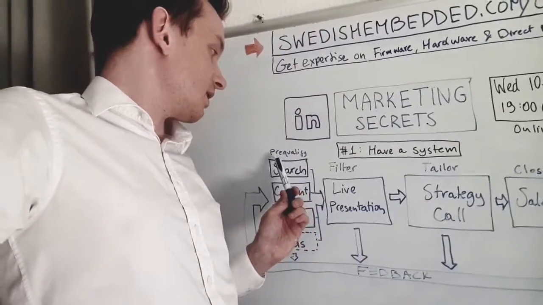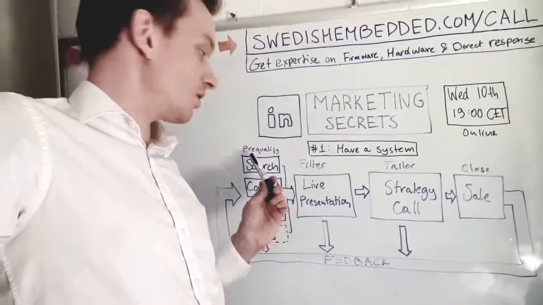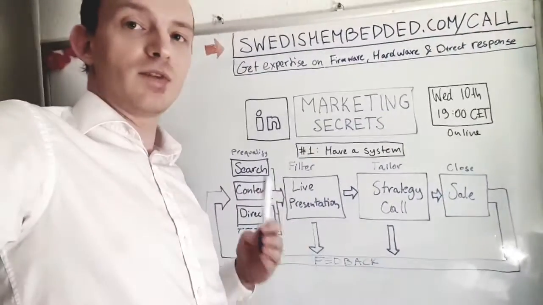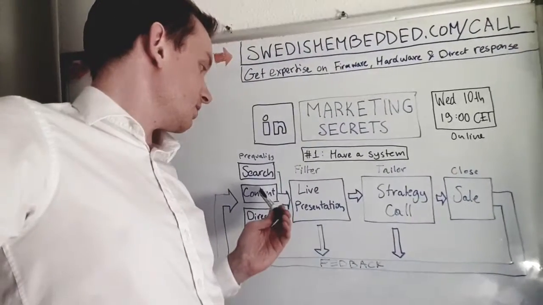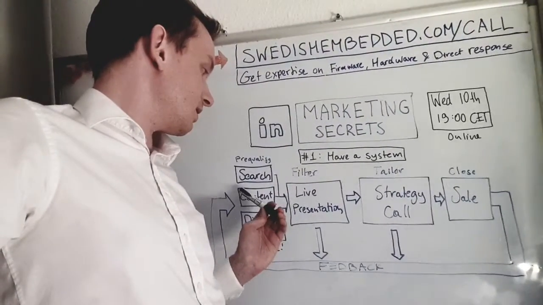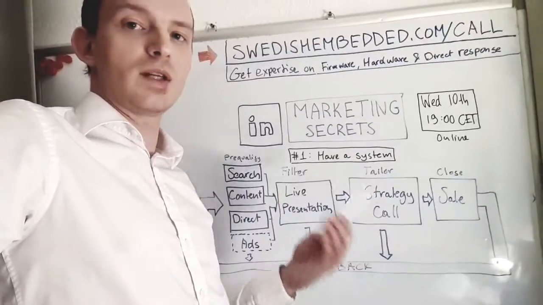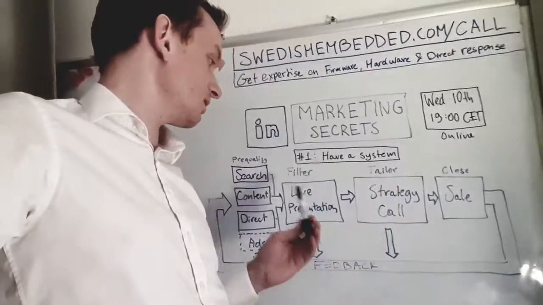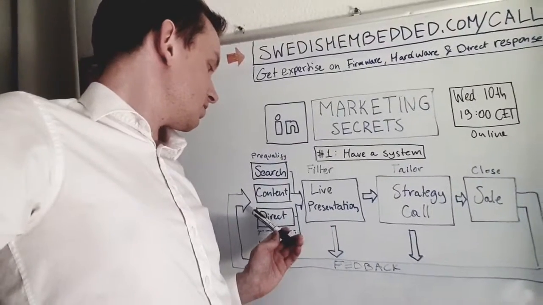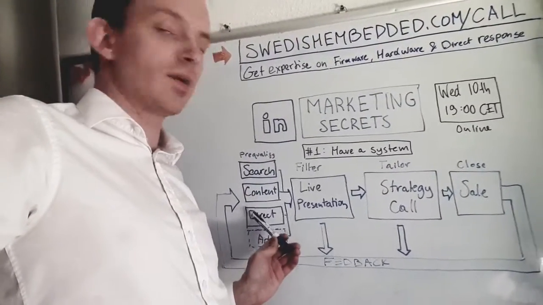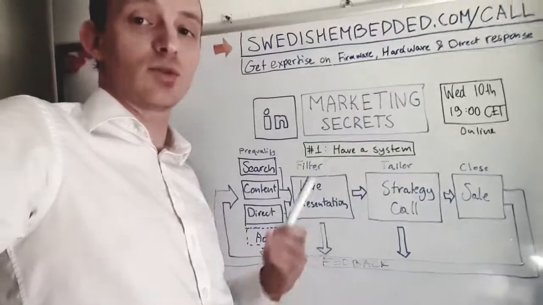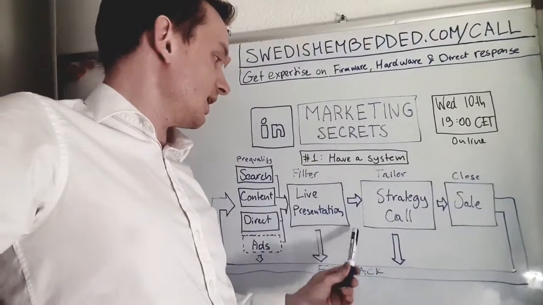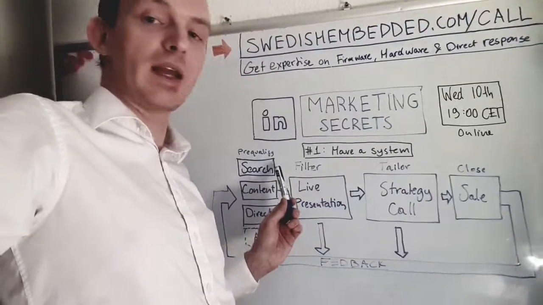We're going to look at how you can find customers on LinkedIn through the search function. We're going to look at how people find you through the search function. We're going to look at your content strategy. I'm going to give you a simple template for creating content that sells, that generates results, that gets people to the next step. I'm going to show you also how to do direct messaging on LinkedIn so that you can get results.